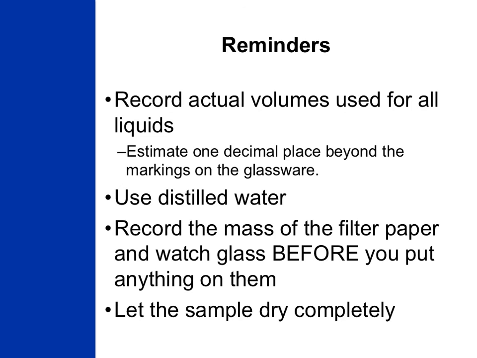Record the mass of the filter paper in the watch glass so that when you weigh the filter paper in the watch glass with your sample, you can subtract those 2 values so that you know what the mass of your sample was. Make sure that you let your sample dry completely in the oven before you take the mass of it. If your sample is wet, it will be heavier than you expect and will result in a percent yield greater than 100%, which we said previously was physically impossible. And also, it makes it a little bit more challenging to write up your lab report.